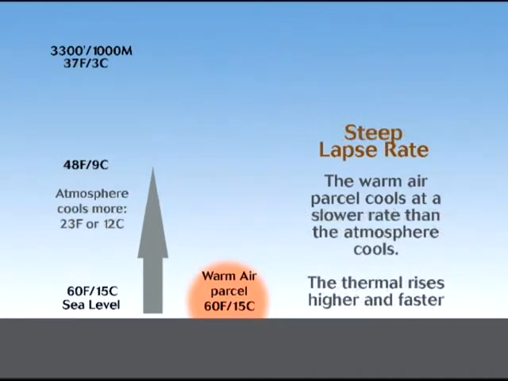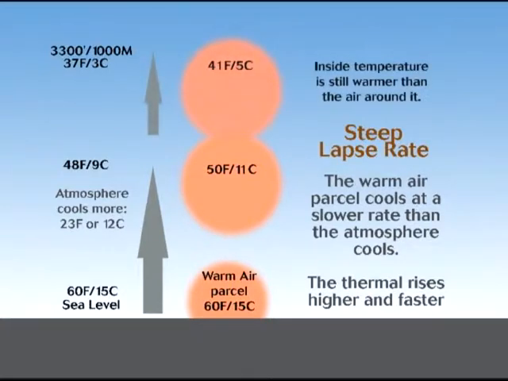The second chart shows a steeper lapse rate, with the atmospheric temperature starting at 60 degrees, but cooling to 37 degrees at the top of 3,200 feet. Now our thermal parcel cooling at the dry lapse rate stays warmer than the surrounding air all the way up to 3,200 feet, and will continue to rise until it reaches equilibrium with the upper air.